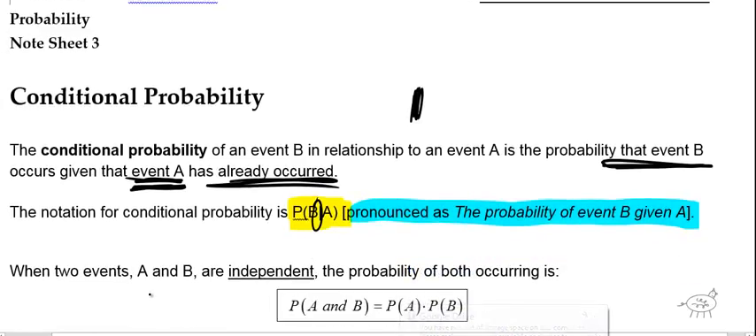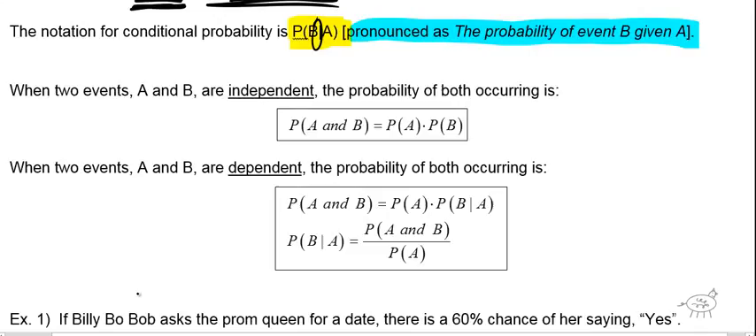Let's look at some probabilities. When two events A and B are independent, the probability of both occurring, this is what we learned before, is the probability of A and B equals the probability of A times the probability of B, which makes sense. So if I picked a card out of the deck and put it back, and picked another card, they're completely independent events because I put everything back to normal and nothing has changed. Those are independent events, which we talked about in the past.